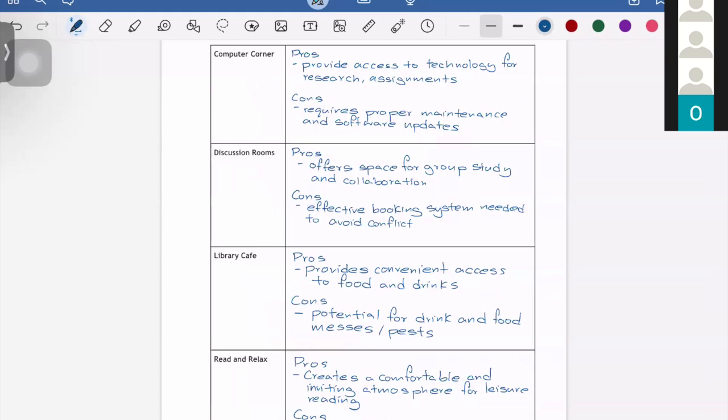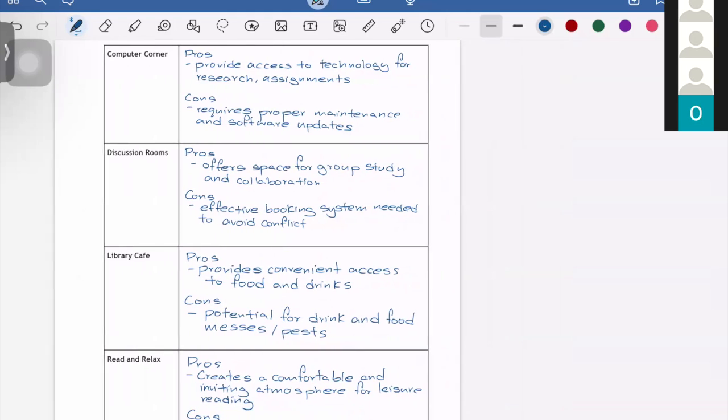Okay, good with this page. I'll move on.